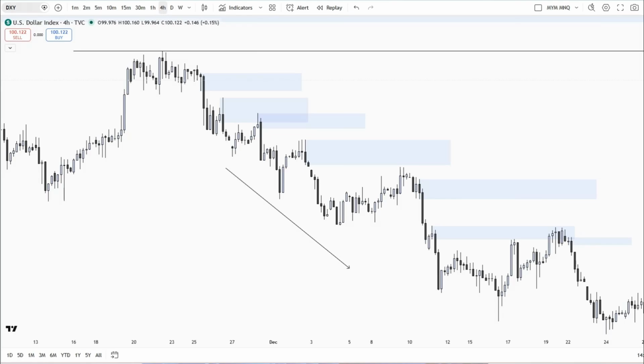If you have ever wondered how traders find high probability entry points on the chart, supply and demand is one of the most powerful concepts to understand. In this video, I'm going to break down what supply and demand zones are, how to identify them, and how you can use them for clean entries and targets in your trading, keeping it simple and practical.